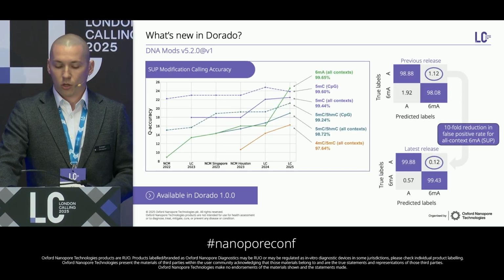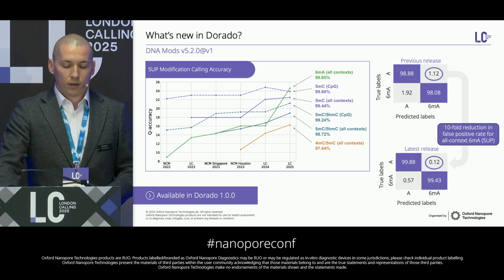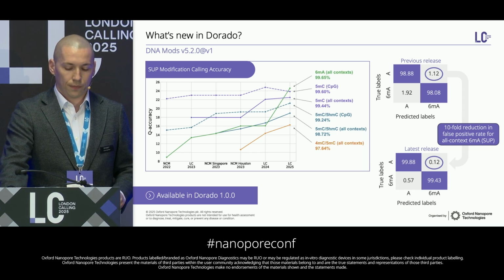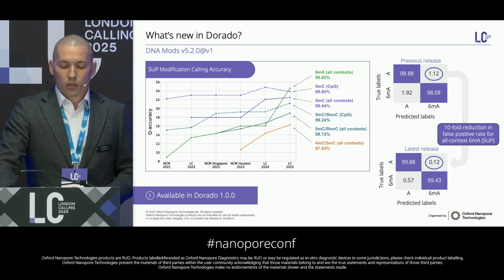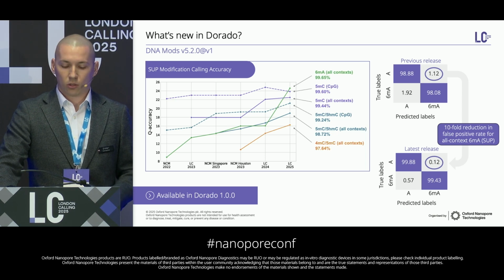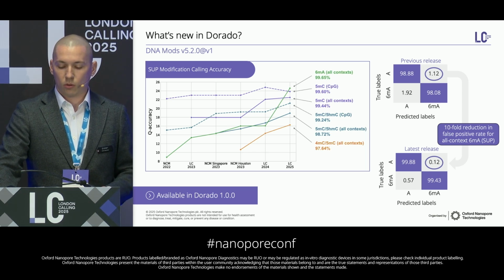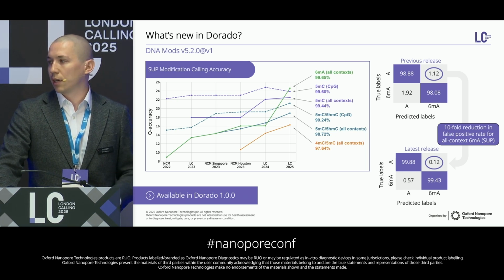Dorado continues to go beyond canonical bases, offering deeper biological insight. We've updated all the modified base calling models in this release and introduced some new ones. And as with the canonical models, these new models are more accurate and push the state of the art for modified detection further forwards. All the models have had a major emphasis on improving their false positive rate, and remarkably, the 6mA all-context model has improved from Q16 to Q24, and note again, these accuracies are single-site, single-strand detection.